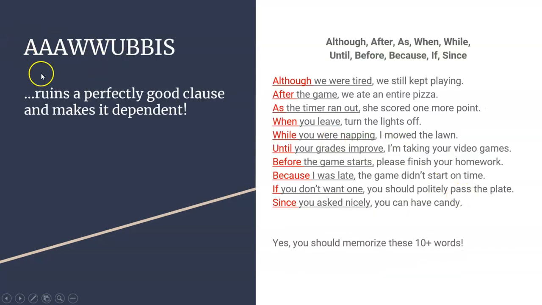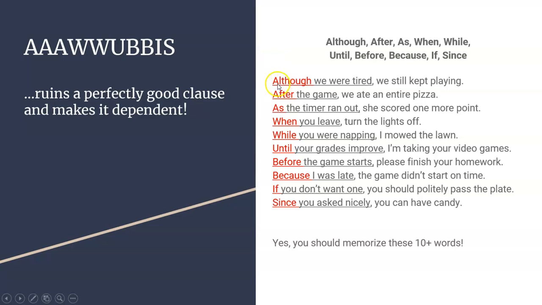Those are called WUBIS words, and they're wonderful for varying your writing, but you have to be careful because those take independent clauses and make them dependent. Those are words like although, after, as, when, while, until, before, because, if, and since. And yes, it really would be helpful if you would memorize those 10 words because when you have one of those words, you probably have a dependent clause.